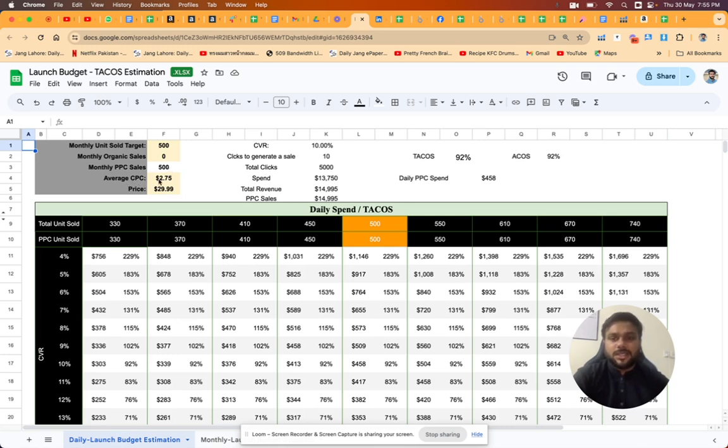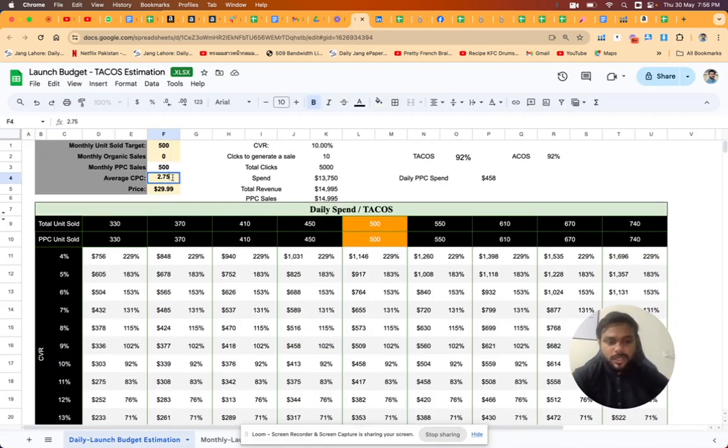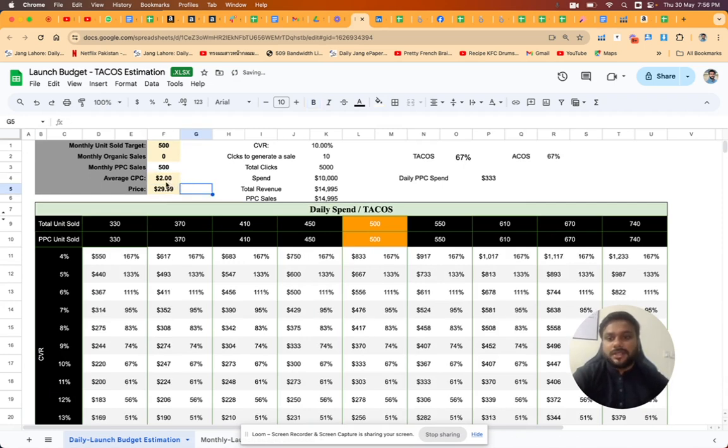And what would be our average CPC? How will we say what our average CPC would be? Let me go into Seller Central, and here we can see I put all the top search volume keywords in the campaign. The suggested bids for these keywords are $2.19, $1, $2, $1, $2, $1.68, $1, and the highest bids are $2, $1, $2, $1, $2, $2, $1. So let me set a goal that our average cost per click would be $2. Let me put $2 here, which would be our average CPC, and the price of our product, which is $29.9 initially.